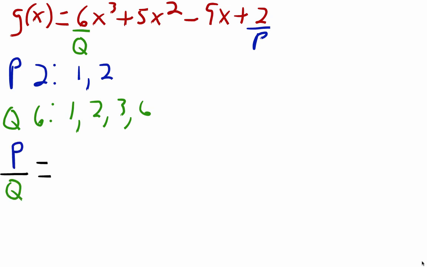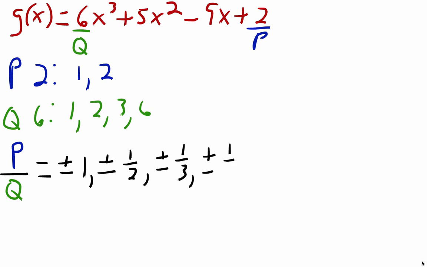So I start with the blue one and the green one, and it's always positive and negative. You have to do both positive and negatives. So 1 over 1 is 1, so I'm going to have plus or minus 1. I'm going to also have plus or minus 1 over 2, which is a half, and I'll have plus or minus 1/3, and plus or minus 1/6.